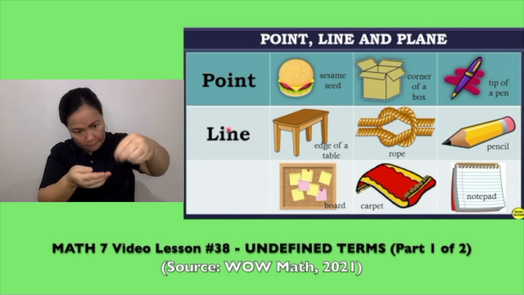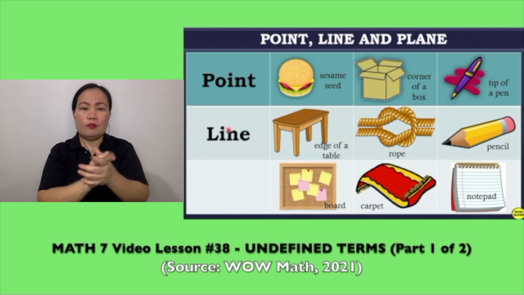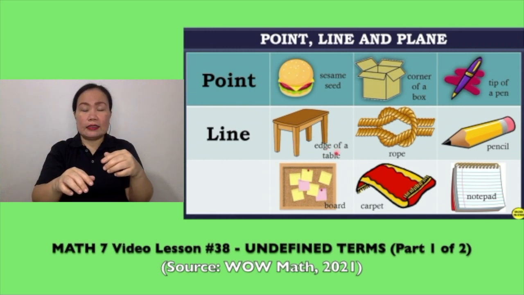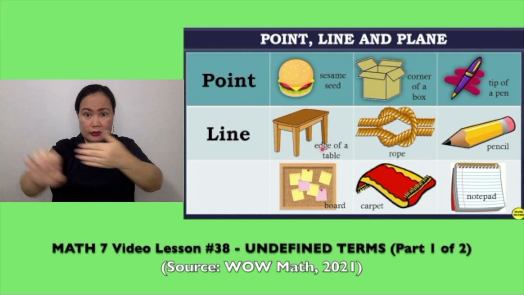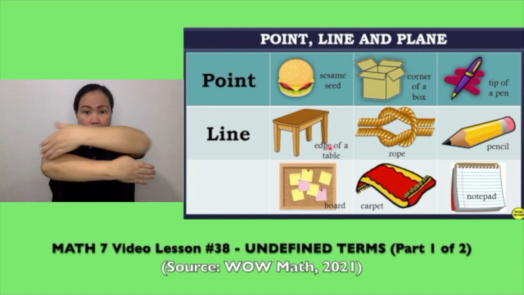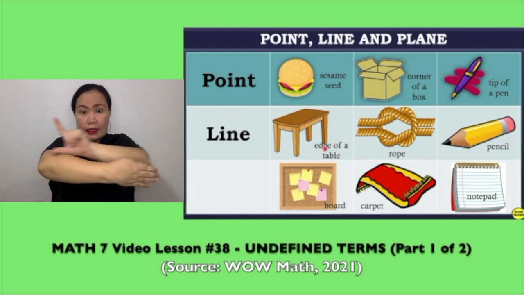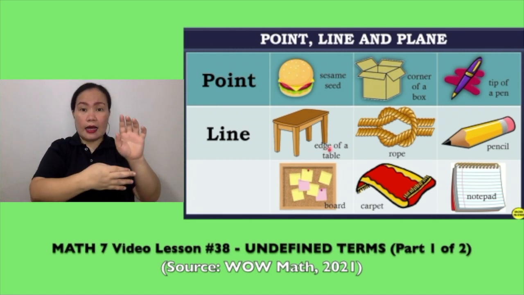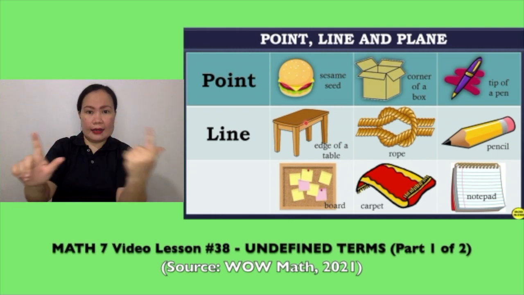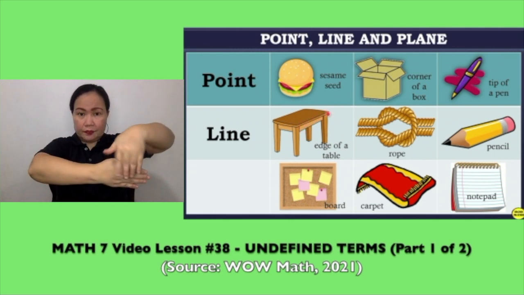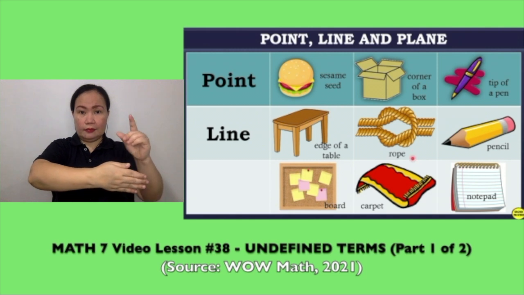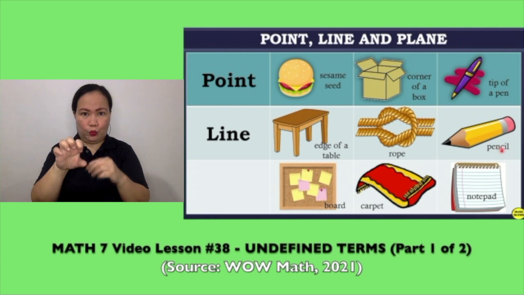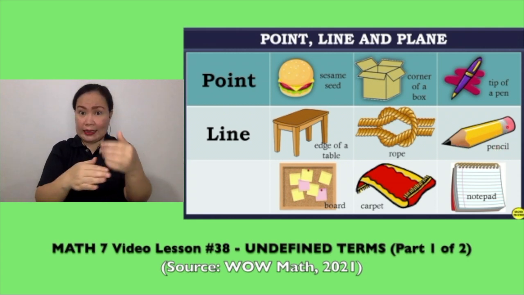Now, let's proceed to line. So pag sinabi nating line, it is a straight edge. Okay? So, edge of a table. So, once na may mabasa tayong edge, kahit ano pa yan na object, basta may word na edge, that is representing a line. Okay? So, kagaya nito, edge of a table, ibig sabihin ito yan, yung tinutukoy dyan, itong gilid. So, this is a representation of a line. Next, a rope. Okay? A rope is a representation of a line. And the pencil. So, a pencil is a representation of a line.